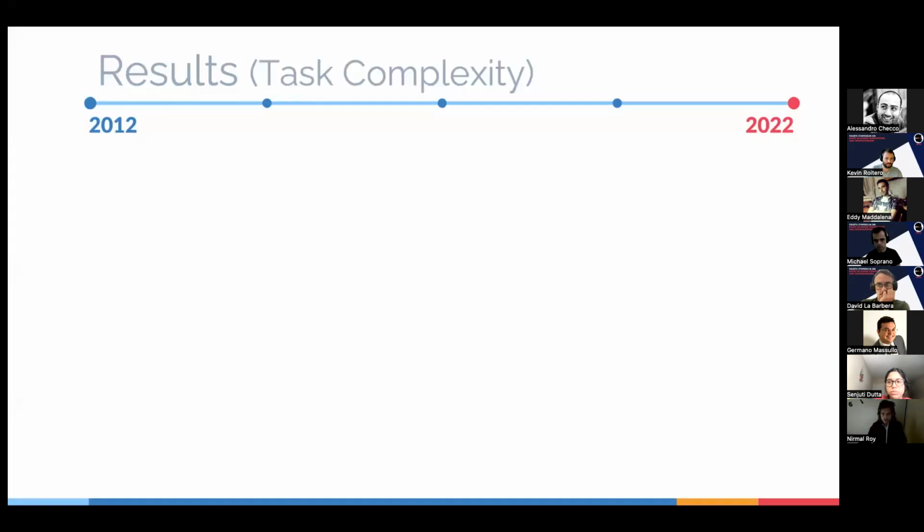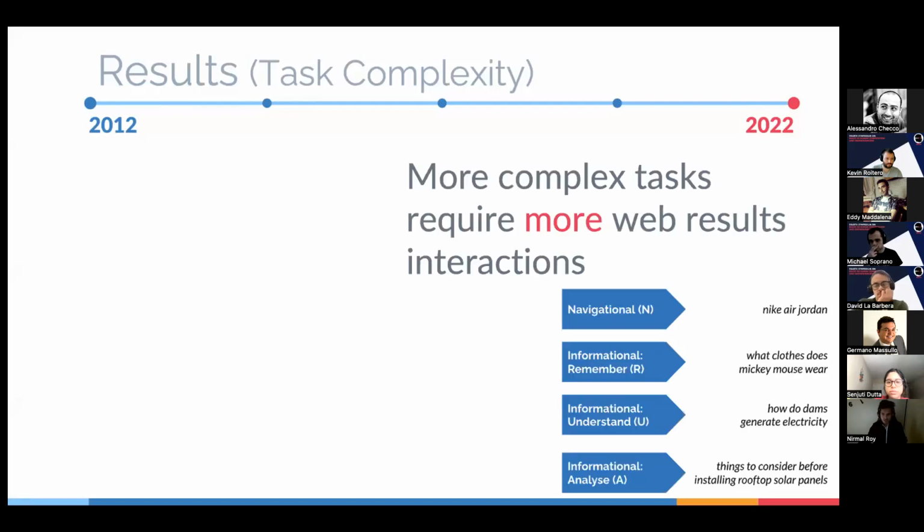Moving on to task complexity, we observe that more complex tasks require more web results interaction. For example, users clicked significantly more web results for analyzed tasks compared to remembered tasks. If you remember, analyzed tasks are more complex than remembered tasks, right? So we saw that users clicked significantly more web results.